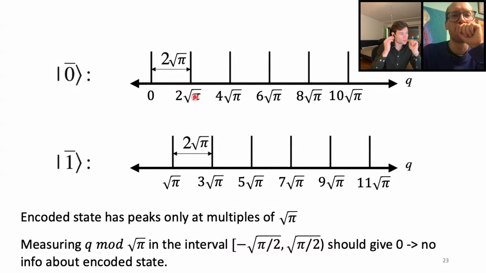When you're saying the measurement can only be in the interval minus square root of pi over 2 to square root of pi over 2, are you talking about a displacement from the 2 square root of pi point that we're looking at now, or how do those two values relate to the interval that we're looking at at the top?